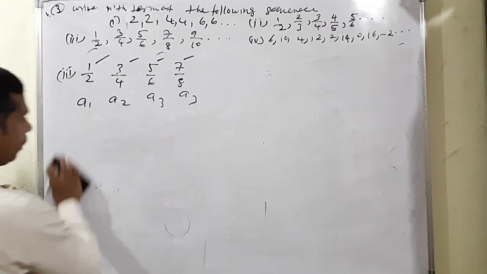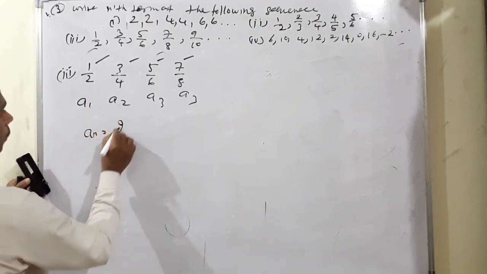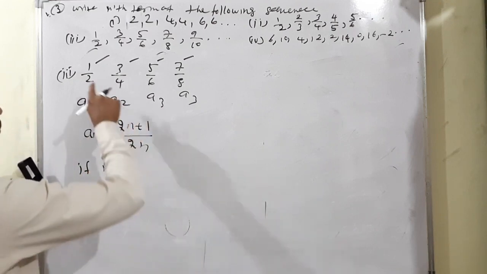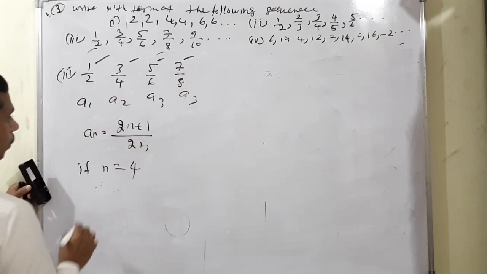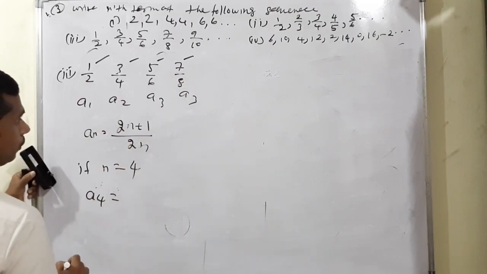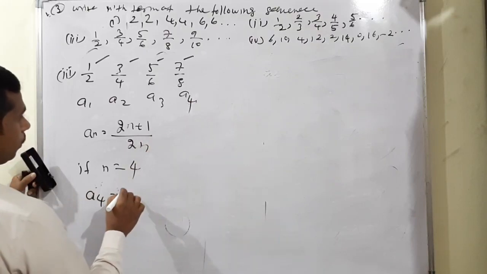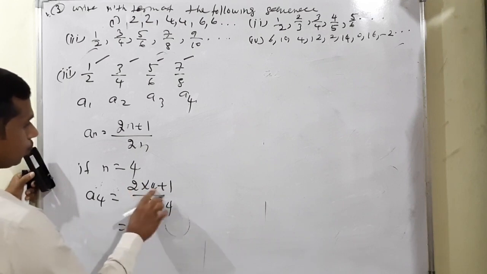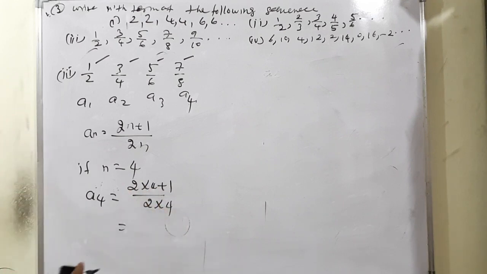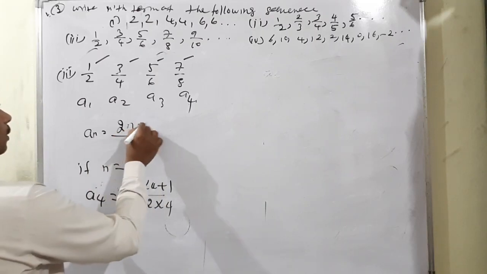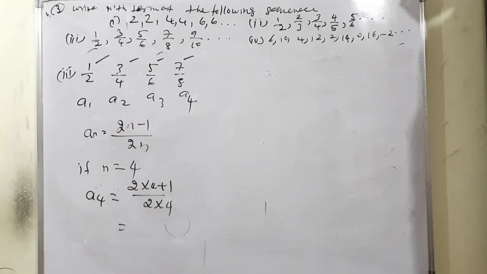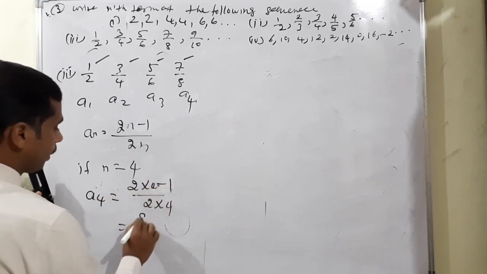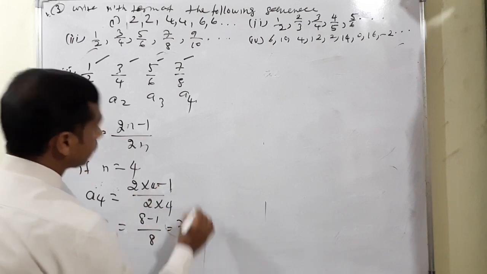So, the value an is equal to 2n plus 1 divided by 2n. If n is equal to any value, 1, 2, 3, 4, okay? If n is equal to 4, A4 is equal to 2 into 4 plus 1 divided by 2 into 4. Sorry, it should be 2n minus 1, isn't it? 2n minus 1, then only correct, not 2n plus 1. Here, 2 fours are 8, 8 minus 1 divided by 8, therefore the answer is 7 by 8.